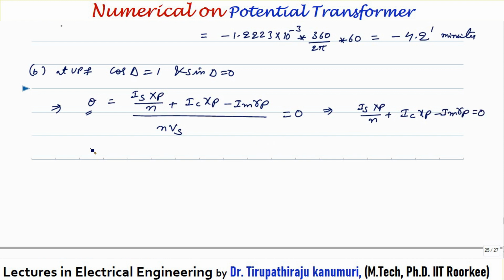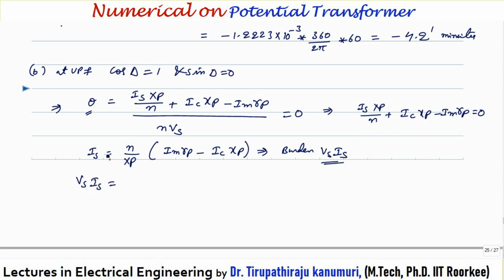So obviously from this I can calculate my value of the secondary current. The secondary current will be equal to n divided by Xp, because this term, when referred to the primary side, comes to the secondary side, into (Im·Rp − Ic·Xp). Agree with me? So this is my value of Is. From this I can calculate the load burden, or the secondary side burden. The burden will be equal to Vs multiplied by Is.